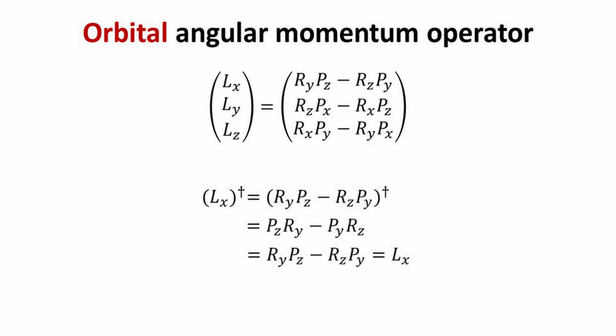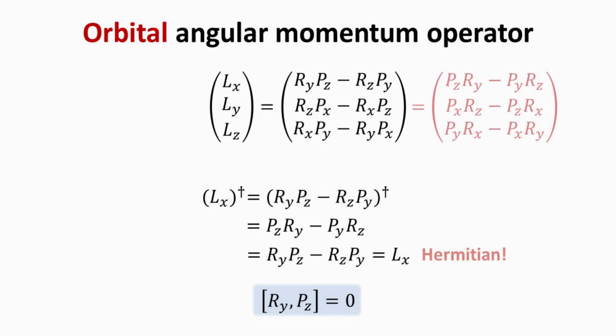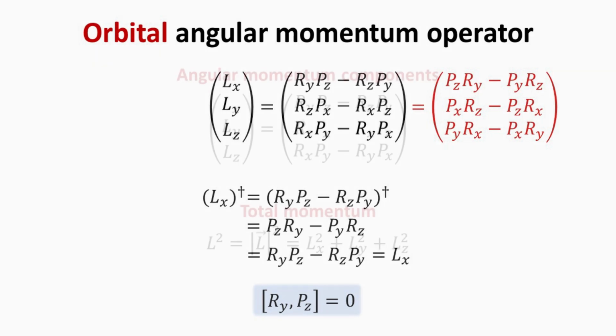Operators of physical observables must be Hermitian. For example, we can easily check that the angular momentum component, Lx, is Hermitian. The algebra is straightforward and makes use of the commutator relation that position and momentum of different coordinates commute. Thus, orbital angular momentum operators are indeed Hermitian. Lastly, since position and momentum of different coordinates commute, the ordering of the position and momentum operators does not matter.